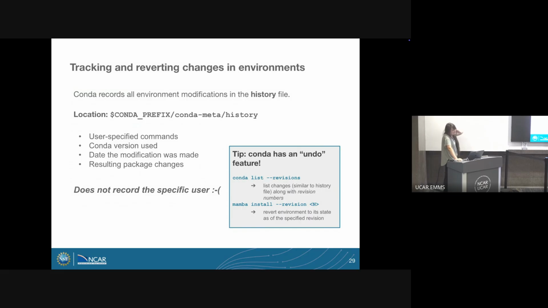Yeah. These are all listed inside a history file. It's actually located inside your prefix, so wherever the actual install is, and you can take a peek at that if you ever need to make some changes or pull up your history. Okay. Key thing here, it doesn't record the specific user, so if you're on our machine, it is not super helpful, but that's our machine. If you're on your local machine, it's pretty nice.